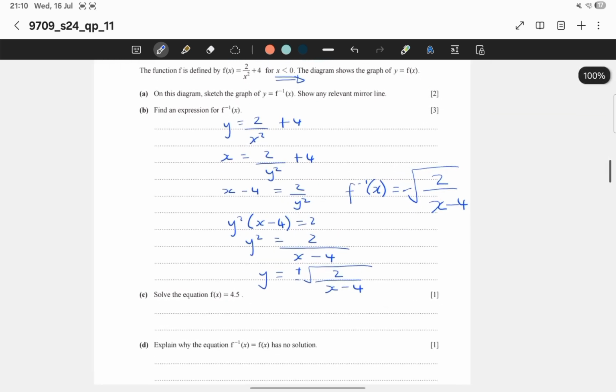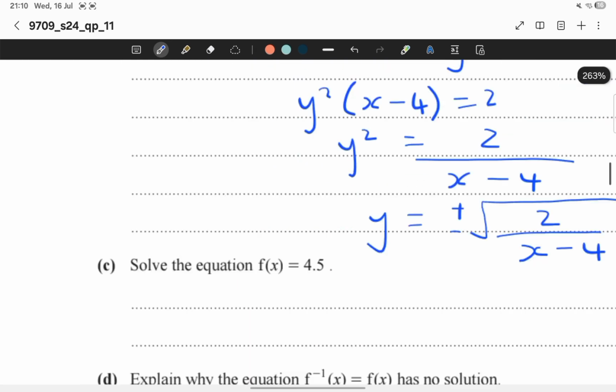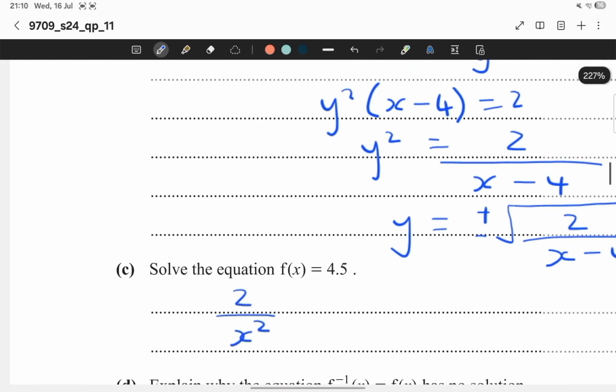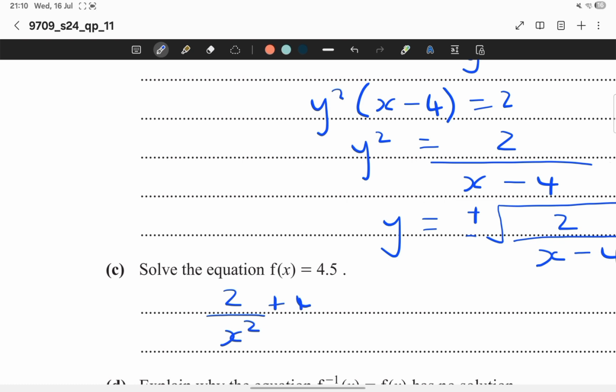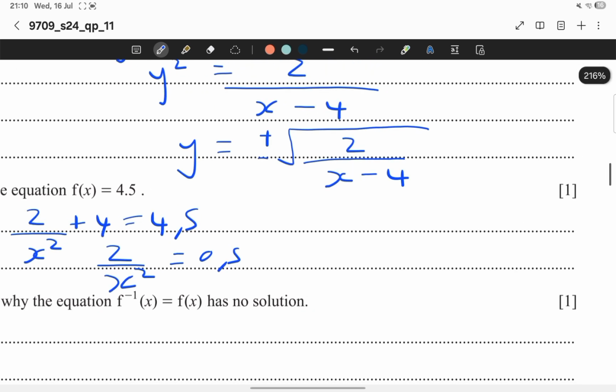Then part C says solve the equation f of x is equal to 4.5, and f of x is 2 over x squared plus 4. And we're being told that this is equal to 4.5, right? So that's 2 over x squared is equal to 0.5. If we cross multiply and divide, we get 2 over 0.5 is equal to x squared, which is as good as saying 4 is equal to x squared.